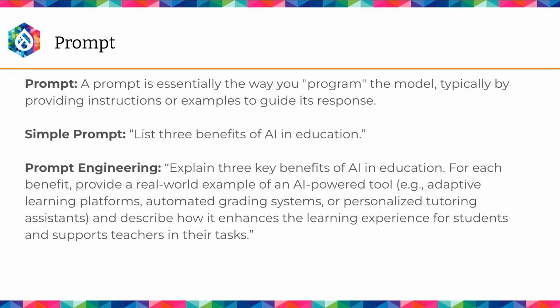So I want to start first with the prompt, because prompts are really important in an agentic system. A prompt is essentially the way you program the model, the way you ask a question to the model. It can be a simple prompt, like just "list 3 key benefits of AI in education", or it can be more complex, which is called prompt engineering, where we ask for 3 key benefits of AI in education, then ask for a real-world example, and then describe how it can improve the learning experience of students and teachers. So prompt engineering is important in the way we ask something to the agent.